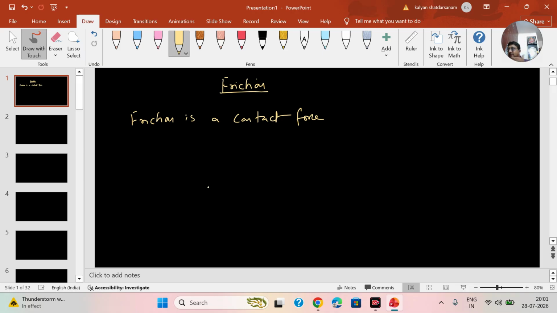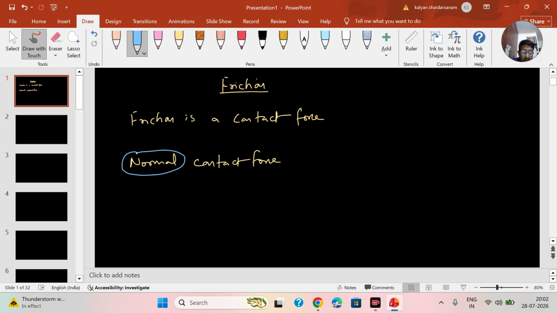Now, contact force actually has two components. There is what is called the normal contact force. If you look at this word normal, it implies perpendicular. So normal contact force is also a contact force, but it is perpendicular to the contact surface.